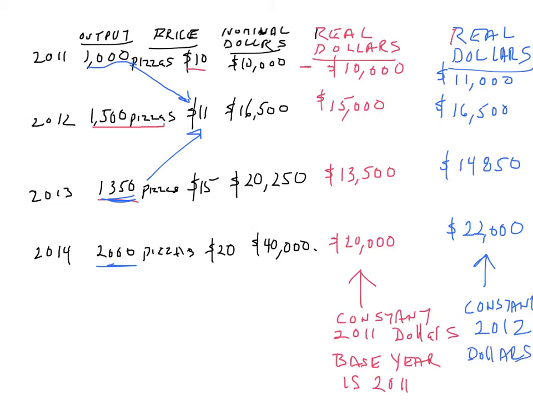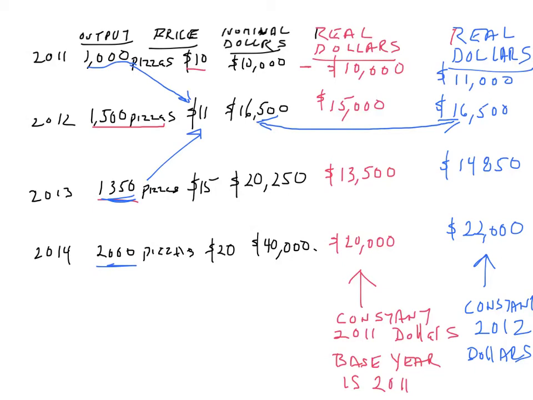So the base year then is 2012. And since the base year is 2012, that means that the real dollars in 2012 would be the same as the nominal dollars in 2012. So you can see that, first of all, the nominal dollars is completely unimportant, because that really reflects price changes more than anything else.